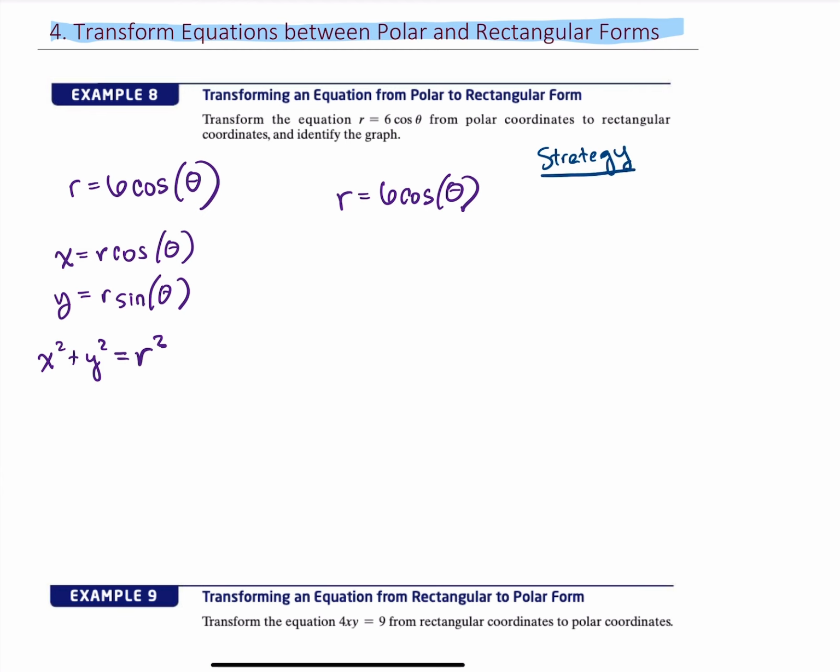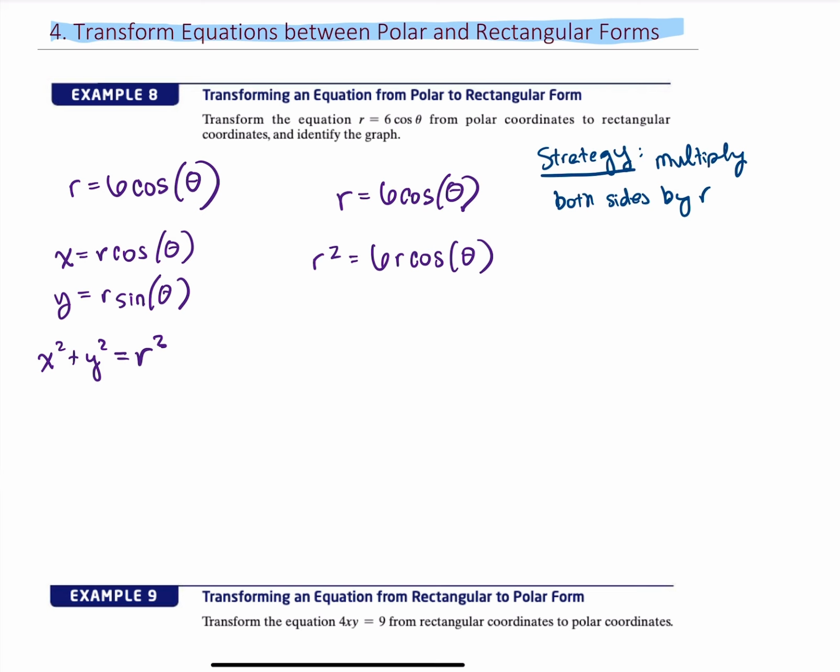Either we could also square both sides, but we wouldn't get an r cosine theta on the right side. We want to basically get out of the trig functions. We want to try to eliminate them somehow, like convert them into x or y. So here, let's multiply both sides by r. If we do that, that would give us r squared equals 6r cosine theta, because both sides will pick up an r.